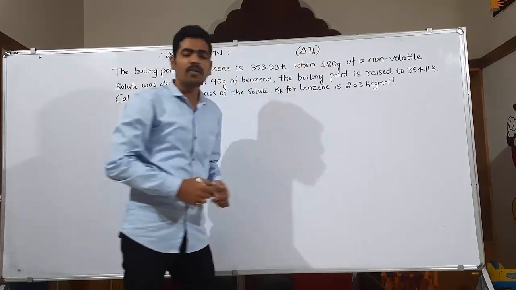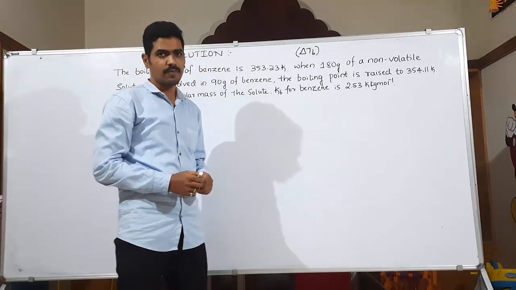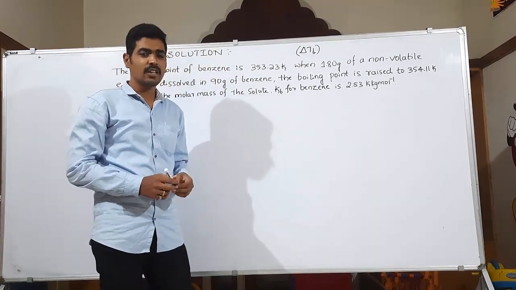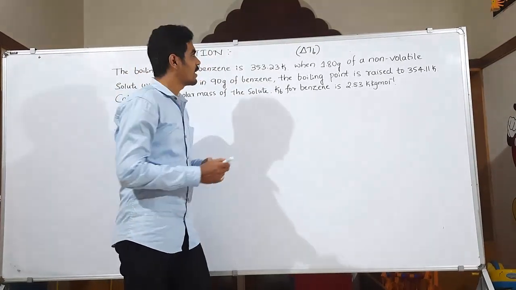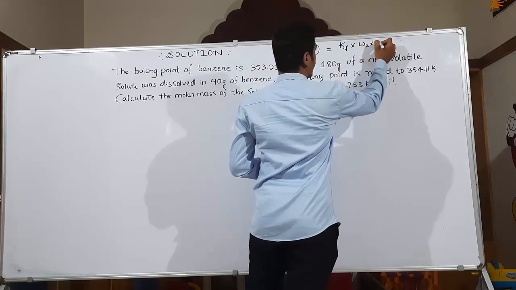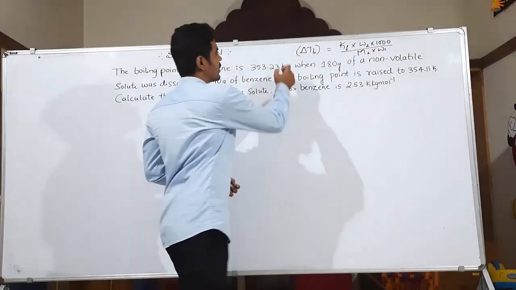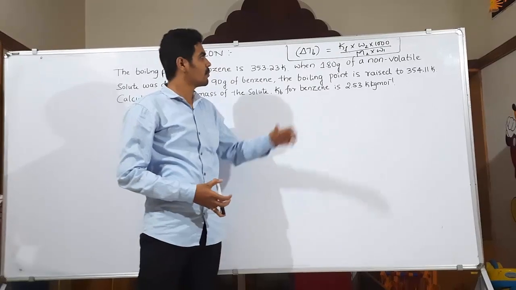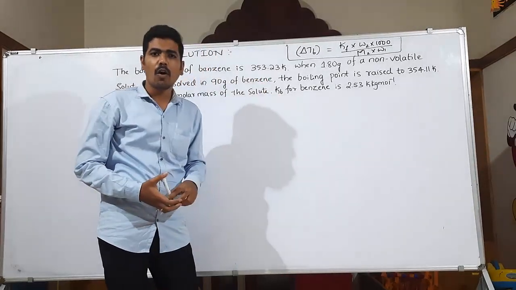Okay, so we have derived the expression for the elevation of boiling point for a solution. When the mass of the solvent and molar mass of the solute are given, how do we calculate the elevation of boiling point? For that, we have derived an equation, and that is given by delta TB is equal to Kb into W2 into 1000 whole divided by M2 into W1. This is the equation that we derived in the previous video. By using this formula, we will solve a problem based on elevation of boiling point.